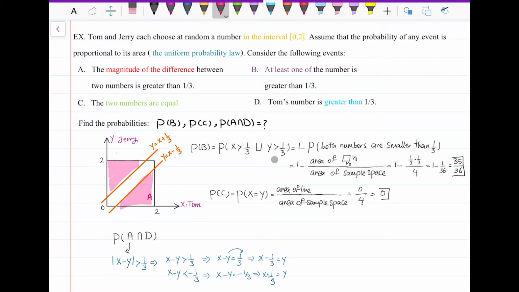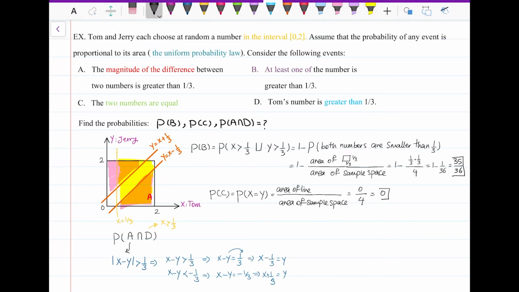Now for event D, D is Tom's number is greater than 1/3. So for this one, Tom's is x. So x is greater than 1/3. This is simple. I have x equals 1/3. And since x is greater than 1/3, I pick a point like 2 and 0. Is 2 greater than 1/3? Yes. So the region on the right side of the line would be the region of my interest. So it would be that region. Okay, that's the region D.